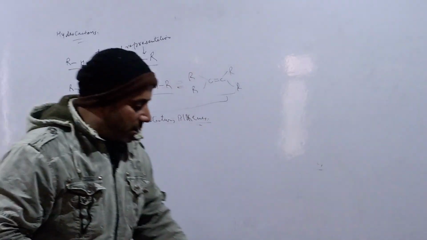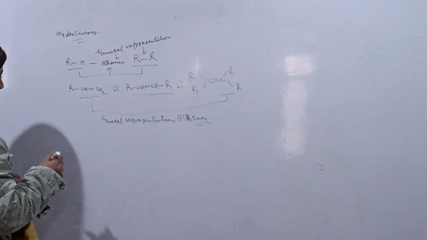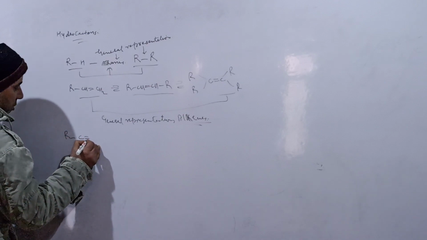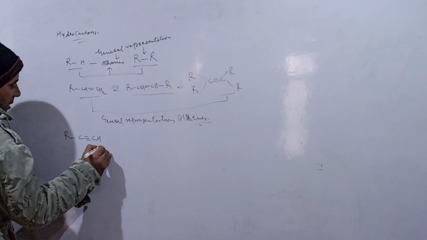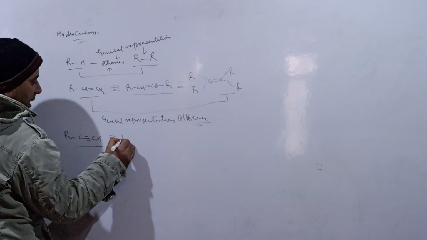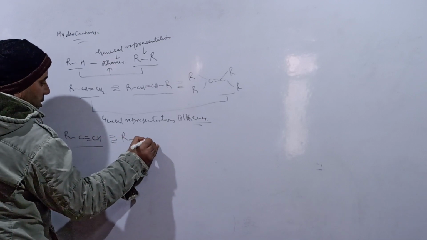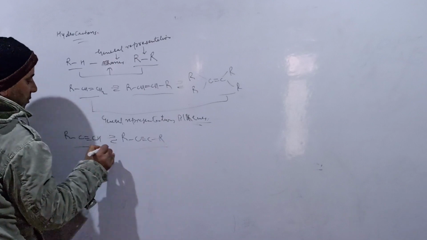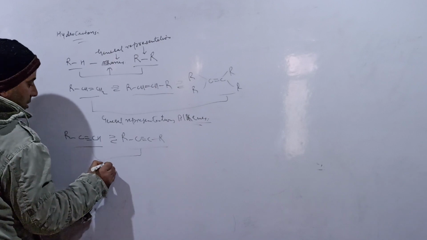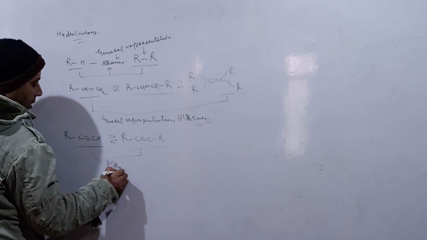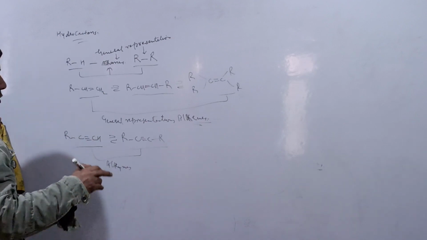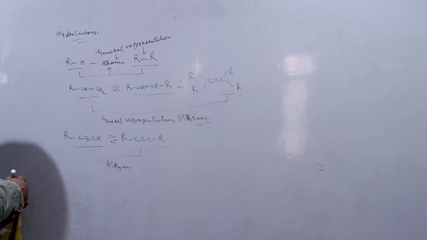Then in a similar manner, we will proceed like this. For example, if we add R single bond with C triple bond CH, this will become the complete representation of another class, or this can be represented like R single bond C triple bond C single bond R, where we replace this hydrogen atom by R. These both will become the general representations for alkynes. The yne ending determines that there should be a carbon-carbon triple bond anywhere in the molecule.